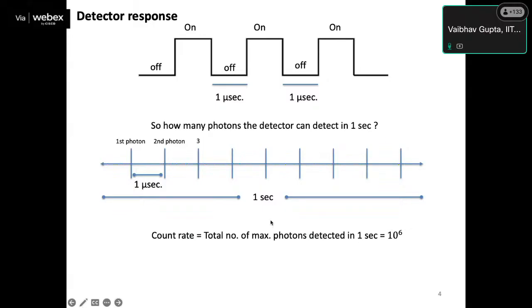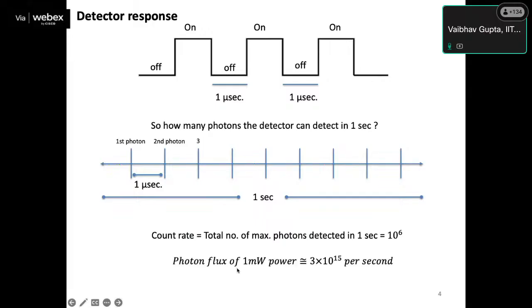But how many were coming? So 10 to the power 15 photons were coming. So we have a problem here. The number of photons which are coming is quite high compared to what the detector can detect, which is only 10 to the power 6 in 1 second.